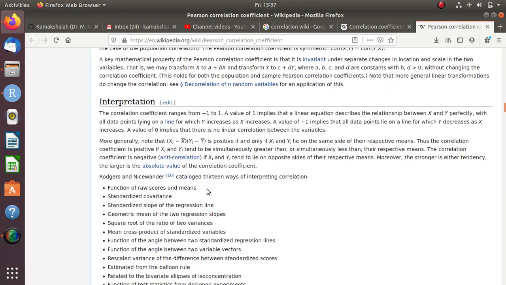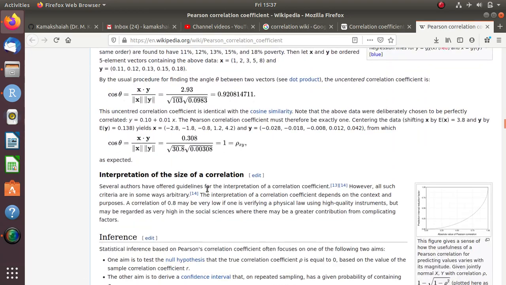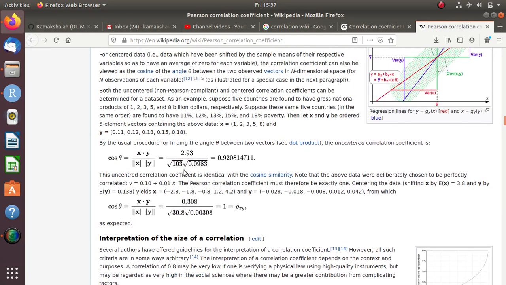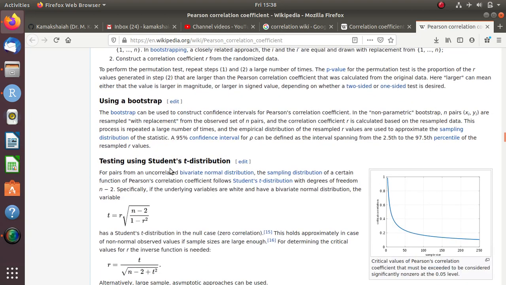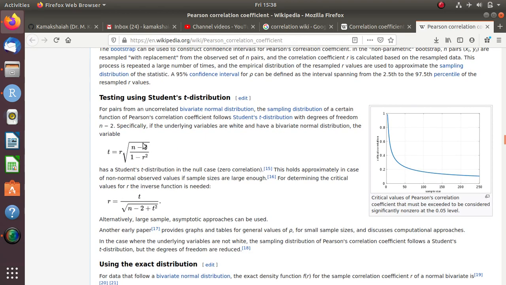This is cos theta. In mathematics we try to figure out the association with the help of the length of a vector, and the covariance is the dot product, which is divided by the product of the lengths of the vectors. Anyway, that is a different thing.